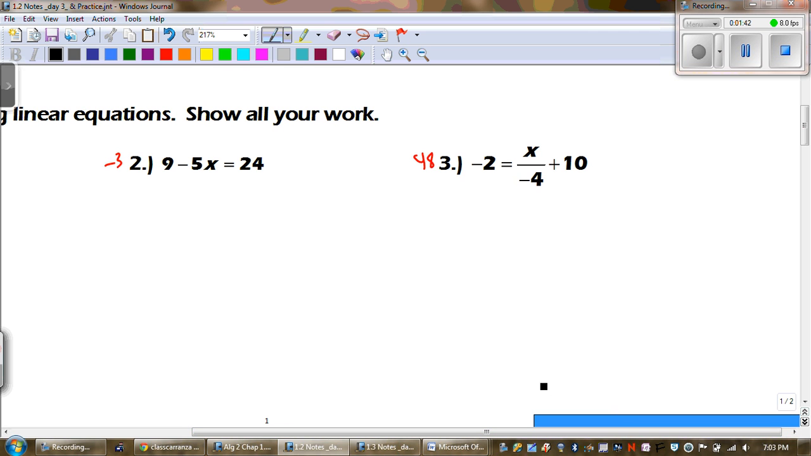Number 2. Once again, I'm going to draw the line down the middle. And this is the same thing as the previous one where it's written out of order. So I'm going to bring that negative 5x out front, and that is a positive 9 equals 24. And now this really shows me what I need to do. So I'm going to do the inverse, which is subtract. And then I get 15. And to get the x by itself, I need to divide by negative 5. And we get x equals negative 3.